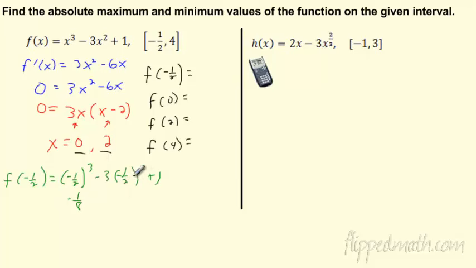And then if I square it, I get 1/4. I got negative, which becomes positive though, so it'll be 1/4 times 3, it'll be 3/4. And then I'm going to add 1. So if we clean up this fraction here, oh my goodness, I can make this all minus 1/8.